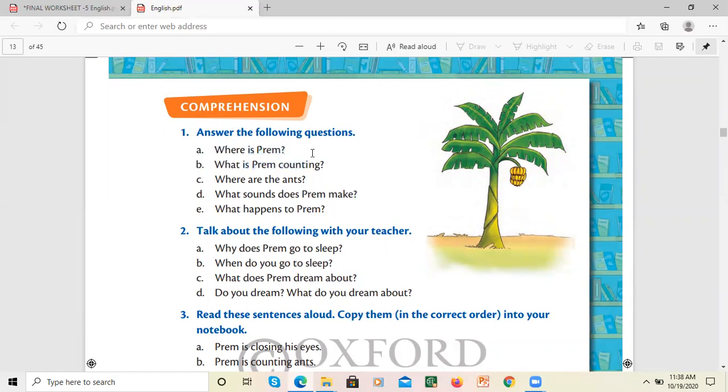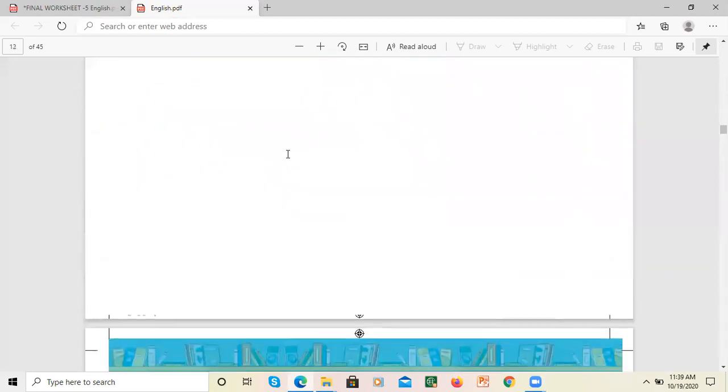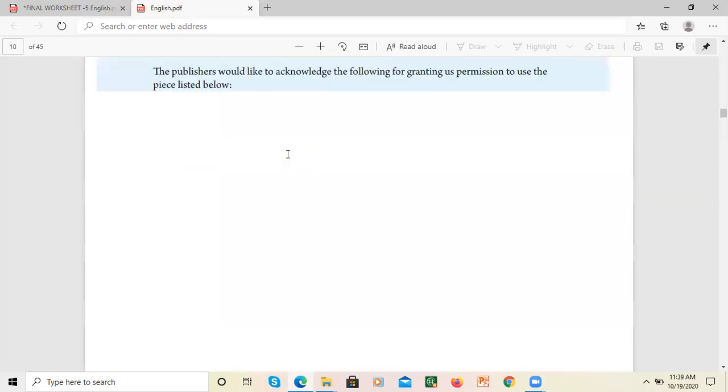There is Prem. Prem is in his garden. What is Prem counting? Prem is counting the ants. Where are the ants? The ants are climbing a dead tree. What sounds does Prem make? Ouch, ouch, ouch. What happens to Prem? He falls asleep. Okay. So just a few of the questions, or the ants are biting Prem. Any of it can be the true answer for Prem's tree.